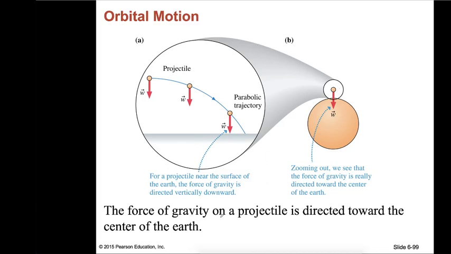The force of gravity on the projectile is directed towards the center of the force. For example, let's say you try to throw something from the surface of the Earth, let's say a ball. If you throw it horizontally, the ball will go in a projectile motion. It will go to the right and down. It will fall here. If you throw it harder, or with a higher initial velocity, it will go further and down.